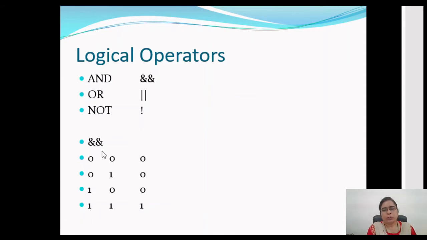So simply by checking whether both the inputs are 1 or not, we can say what the output of this particular AND operator will be. If both the inputs are 1, the output will be 1. Otherwise, in any other case, the output will be 0.